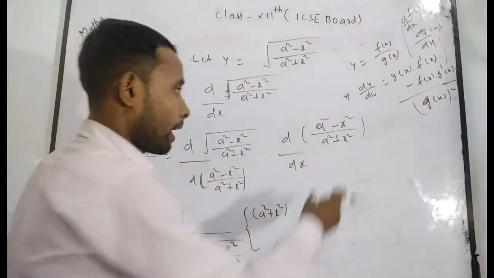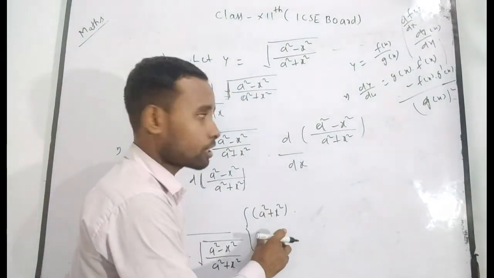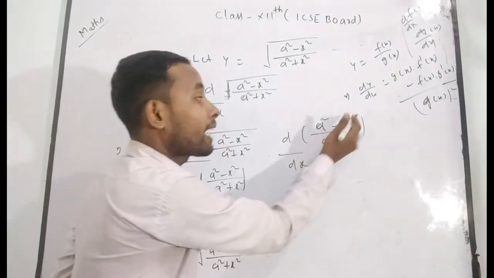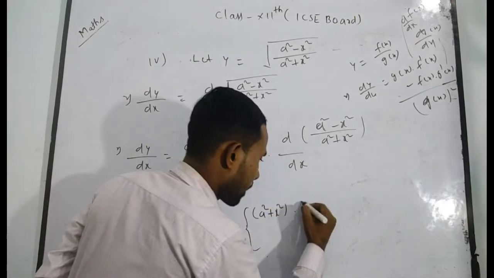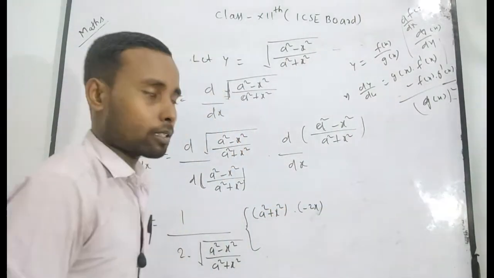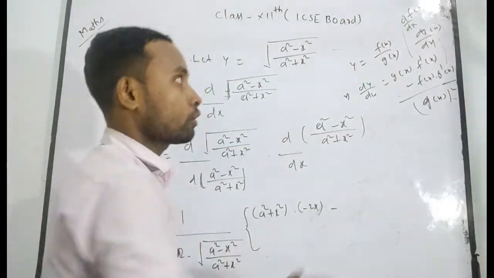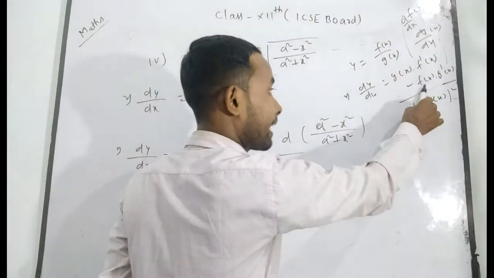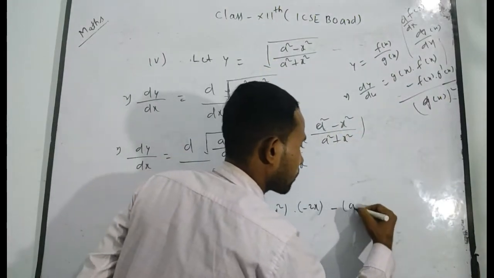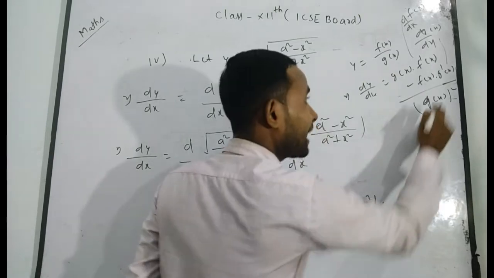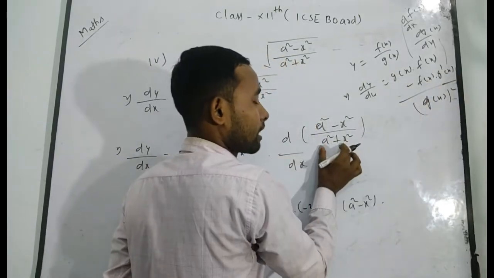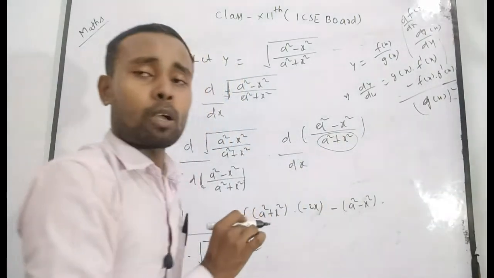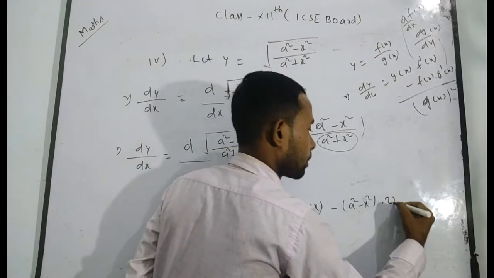Now I want to take outer side a square plus x square and differentiate this term. If you differentiate this term, the derivative of a square will be 0 and the derivative of minus x square will be minus 2x. So I write minus 2x. Again that minus, using the formula, minus. And now the second part, take out f(x), which will be a square minus x square, and differentiate the g(x) with respect to x. If you differentiate this term with respect to x, the derivative of a square will be 0 and the derivative of x square will be 2x.